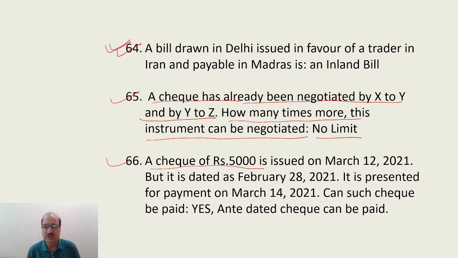Question number 66. A check of rupees 5,000 is issued on March 21, but it is dated as February 21. It is presented for payment on March 21. Can such a check be paid? Yes. This is an antedated check. It can be paid because although the check is dated February 21 and presented on March 21, this is within the period of 3 months. So this check is payable, but it is called antedated. So we have done 64, 65, 66.